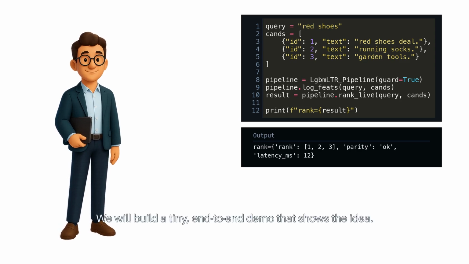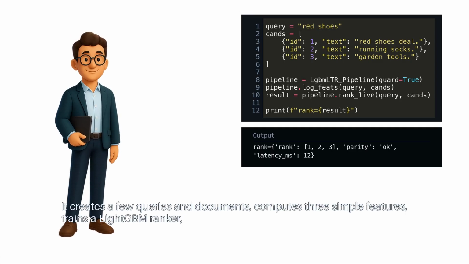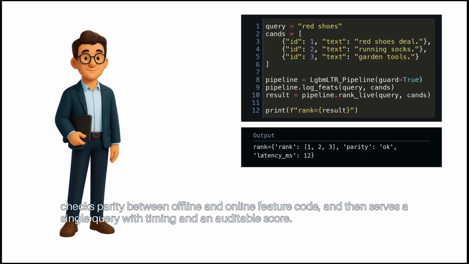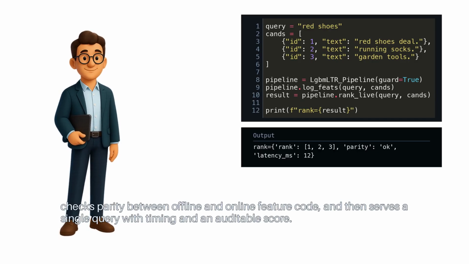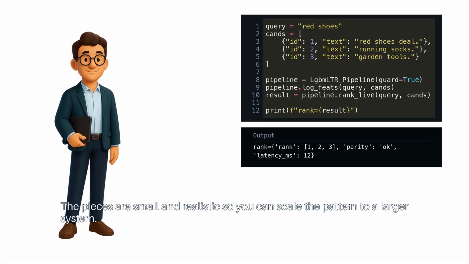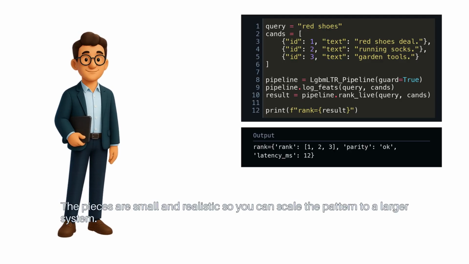We will build a tiny end-to-end demo that shows the idea. It creates a few queries and documents, computes 3 simple features, trains a LightGBM ranker, checks parity between offline and online feature code, and then serves a single query with timing and an auditable score. The pieces are small and realistic, so you can scale the pattern to a larger system.